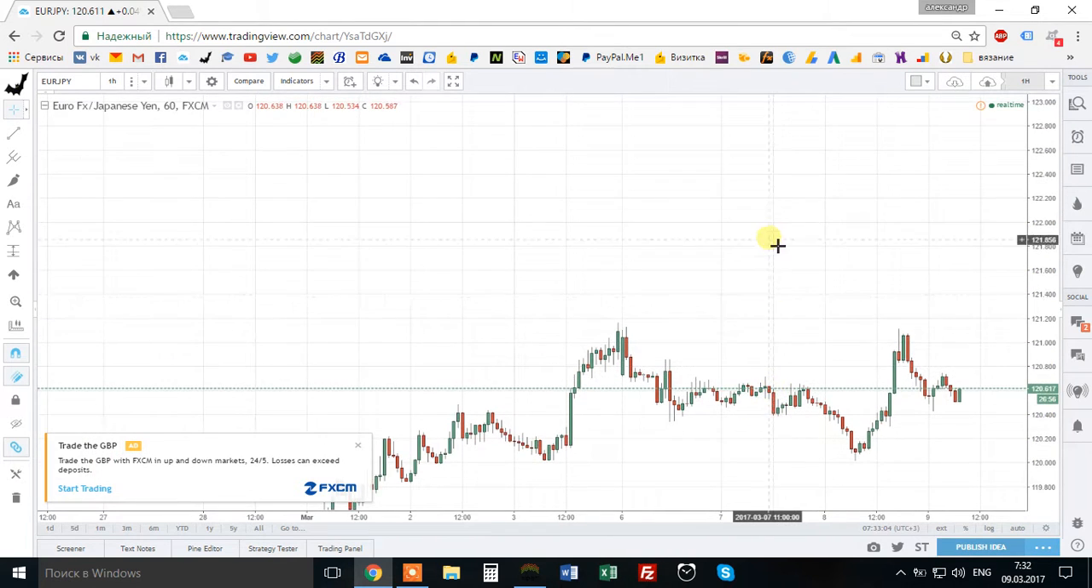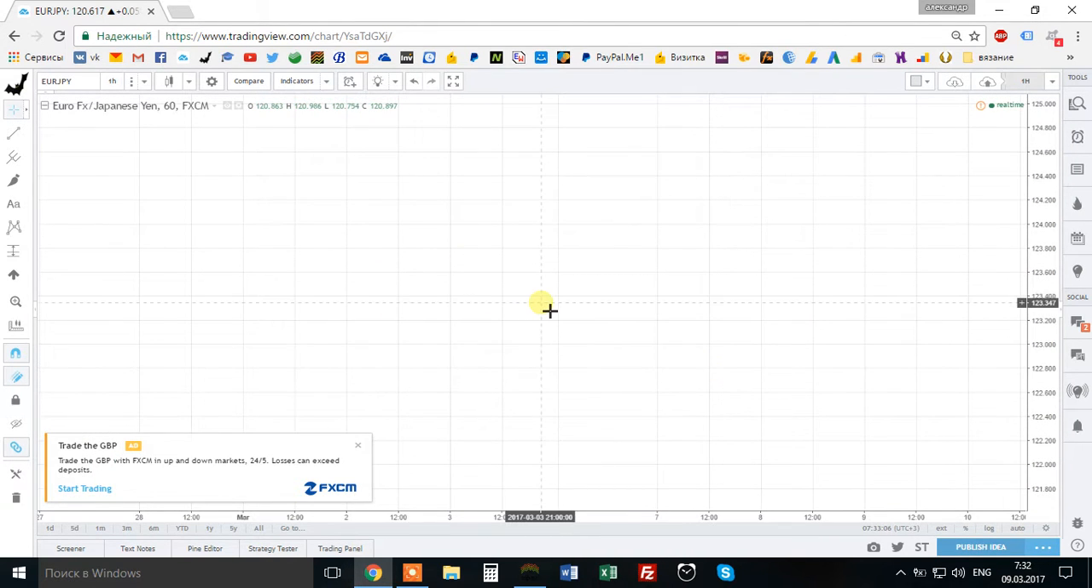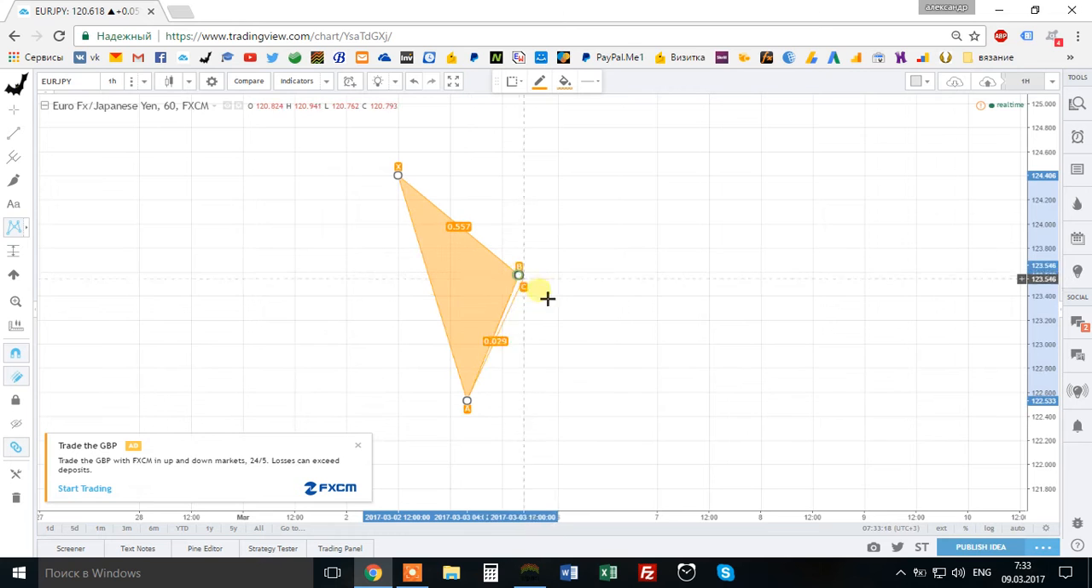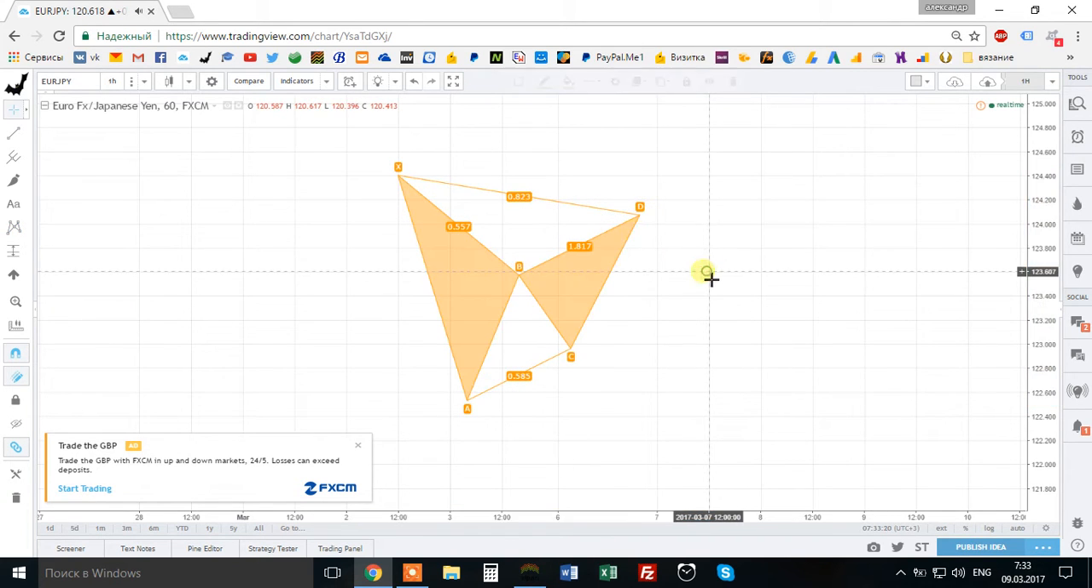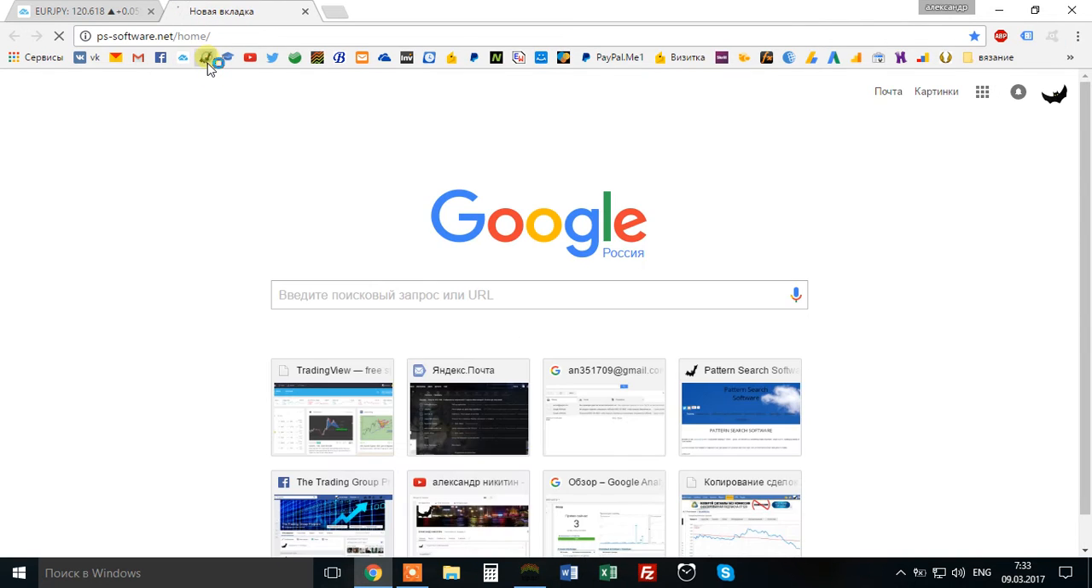Okay, so let's go. Many of you think that the most important feature in advanced pattern formation is the correct ratio. Yes, it is true at first glance, but it is not as important as you might think. Of course you need to know the advanced pattern ratios, because without them you won't be able to identify the perfect advanced pattern.